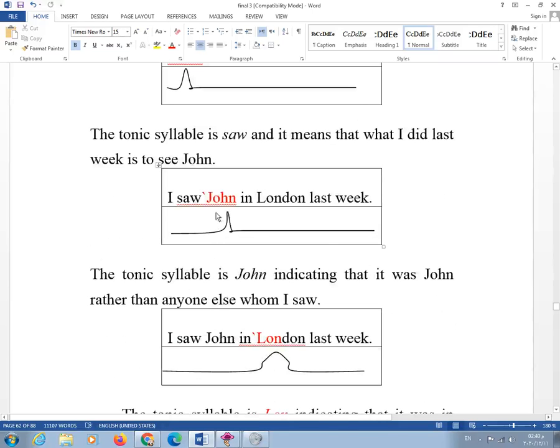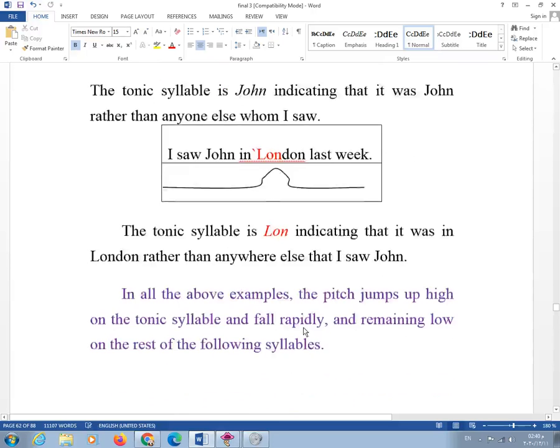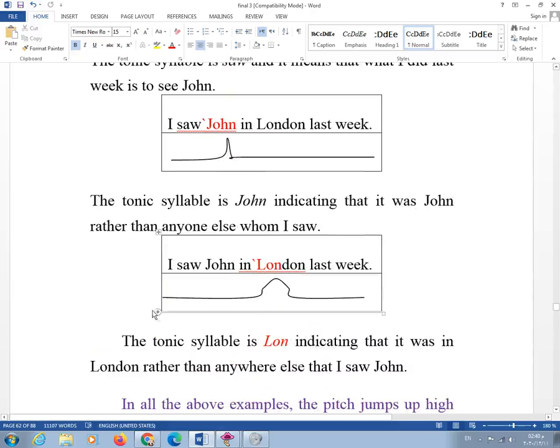Okay. And the third version of the same sentence, I saw John in London last week. So here John is the focus word. I want to say that I saw John and no one else. John مش حد تاني. Okay, and the word London finally could be a tonic syllable. When I say, for example, I saw John in London last week, which means that I saw him in London rather than anywhere else.